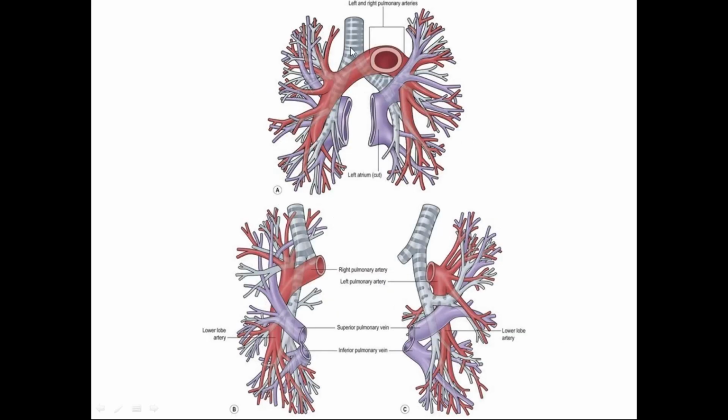This is an image showing the trachea, the right main bronchus and the left main bronchus from the frontal view. This is from the posterior view. Here we can see that the right main bronchus is above the pulmonary artery, whereas the left main bronchus is below the pulmonary artery. That's why they are called epiarterial bronchus and hyparterial bronchus respectively.